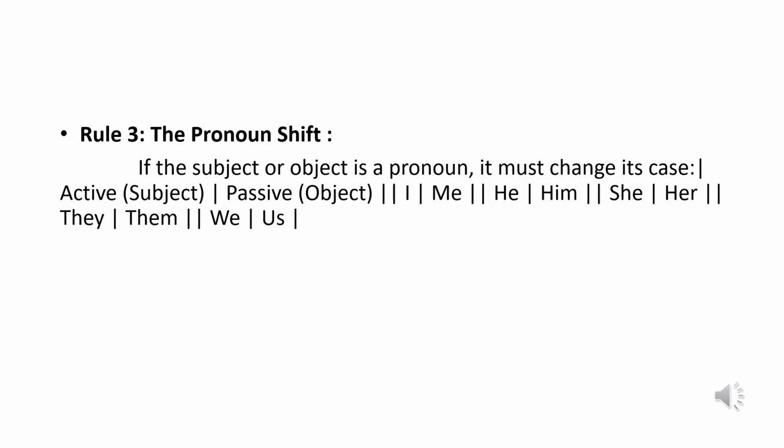In rule number 3, which defines the pronoun shift, it refers to that if the subject or object is a pronoun, its case must be changed. Active is taken as subject and passive is taken as object. Here we can use pronouns as I, me, he, him, she, her, them, they, we, us. So these are the pronouns we can use in active and passive.